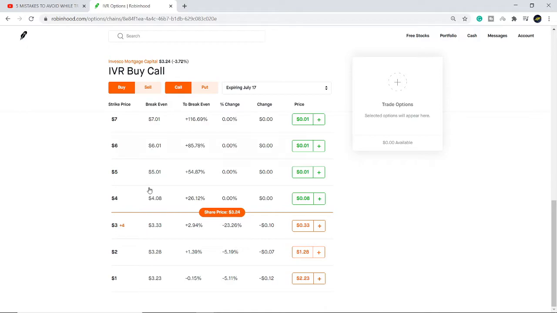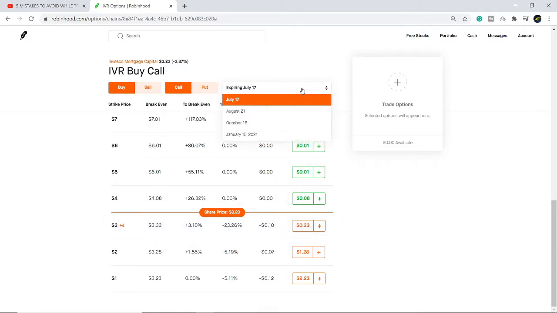So pretty much strike price is $3 right here, and you get the price right here and then the break even. So essentially it says here the price is 0.33 cents. So pretty much you're buying each contract for $33, because you times the 33 cents times 100, that equals $33. So essentially you're buying 100 shares of IVR for a limited period of time for $33.